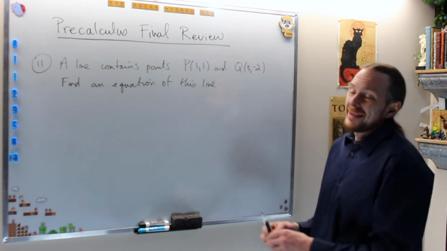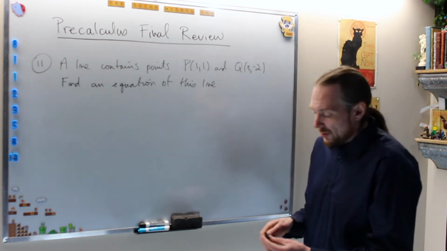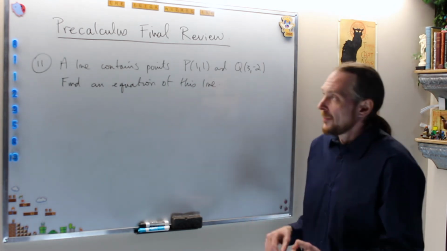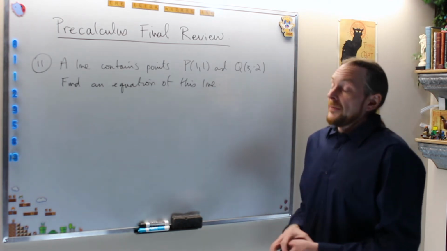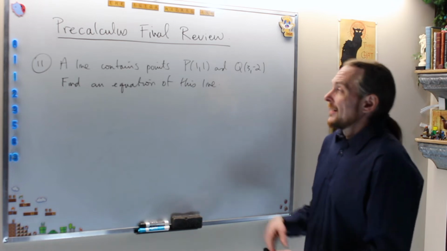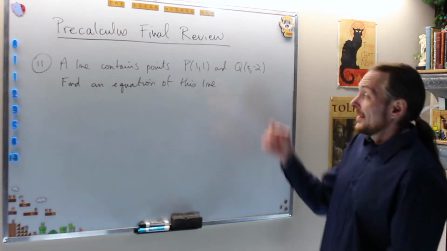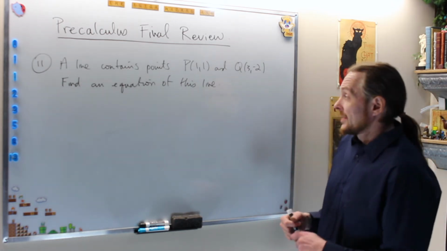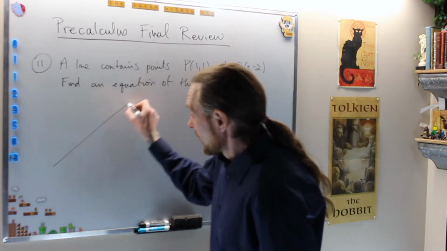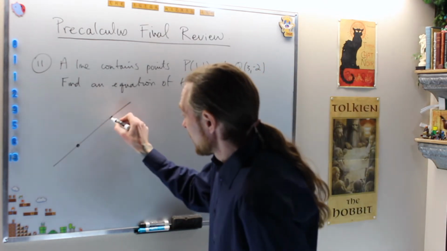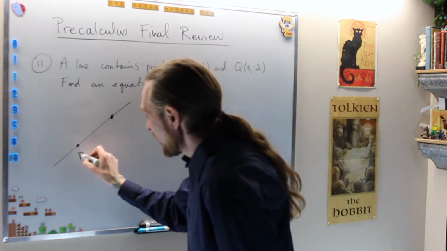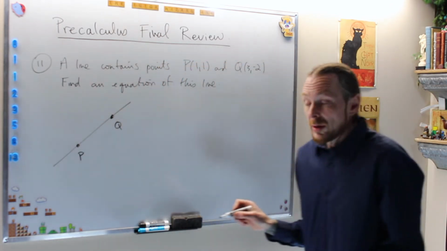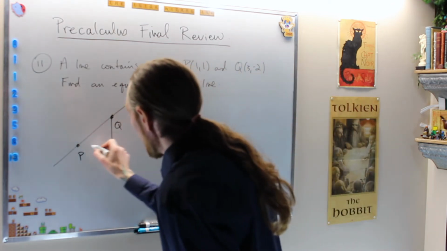Okay, and number 11 is similar to one that we did in the first Precalculus final review video, which is finding equations of lines in the plane. This time they gave us 2 points on the line, and they're saying find an equation of this line. It also often quite helps to just draw a picture for ourselves. This is not to scale, but we're going to pretend this is the point P and this is the point Q. What we're looking for is the slope first.